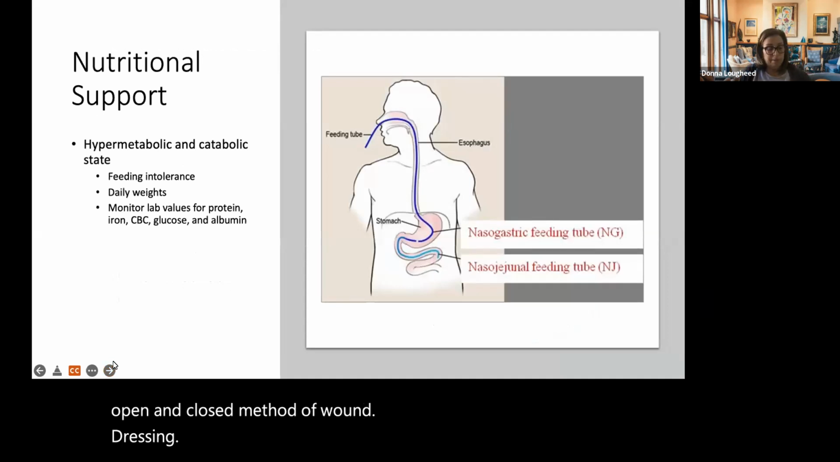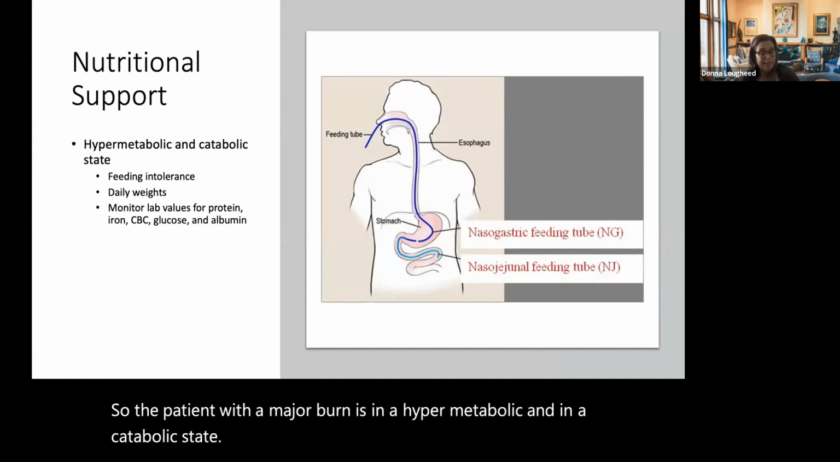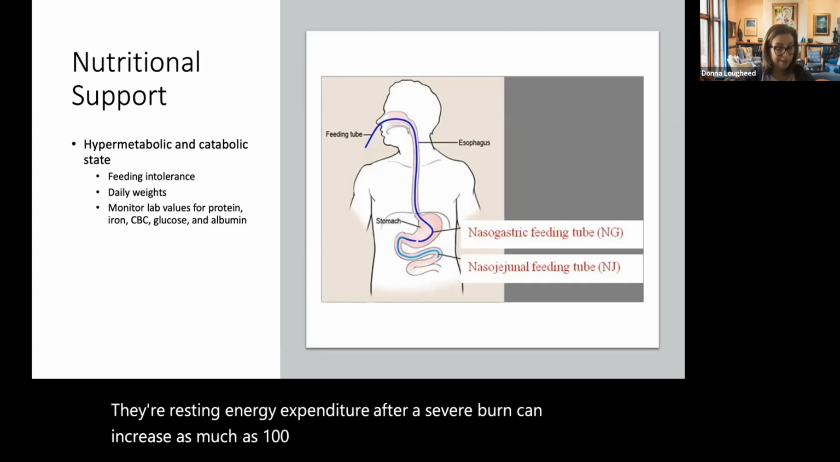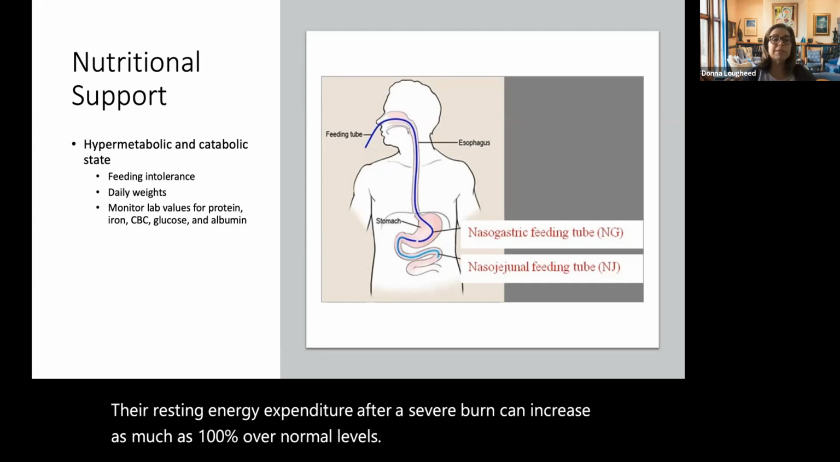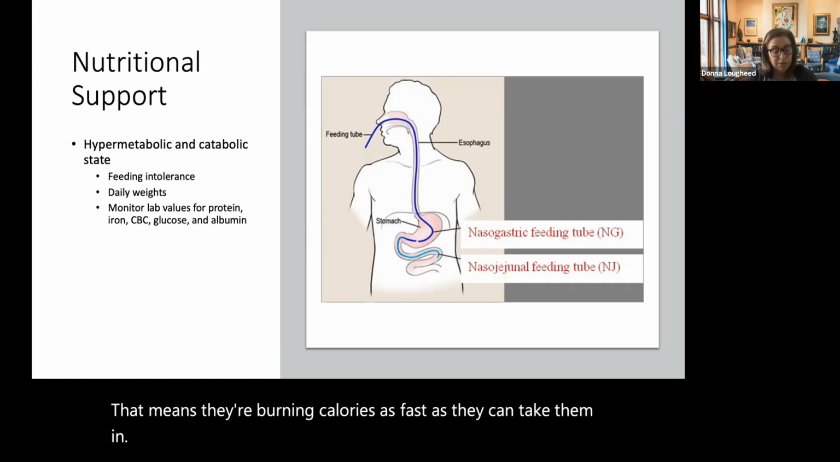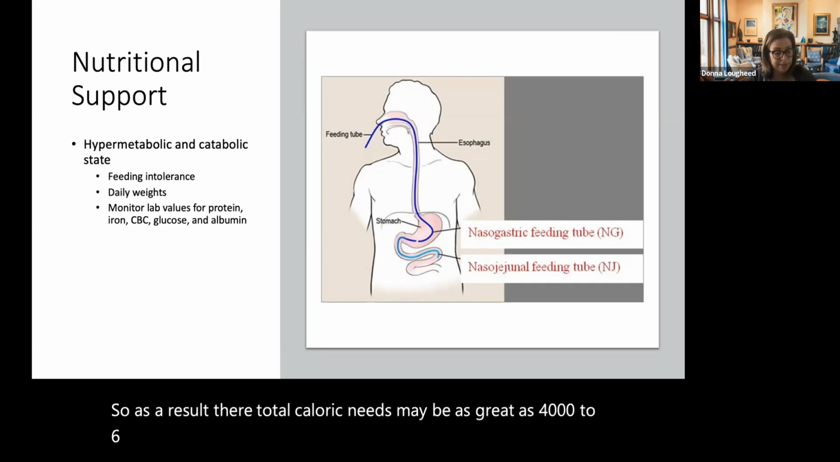So the patient with a major burn is in a hypermetabolic and in a catabolic state. Their resting energy expenditure after a severe burn can increase as much as 100% over normal levels. That means they're burning calories as fast as they can take them in. So as a result, their total caloric needs may be as great as 4,000 to 6,000 kilocalories a day.